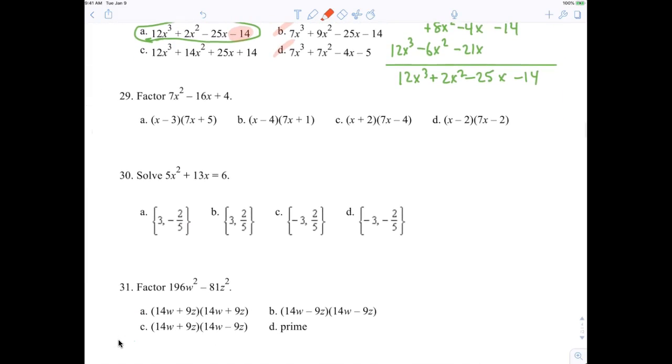Okay, now factoring 7x squared minus 16x plus 4. Honestly, I would never do that on my own. I would just look at the answers. All right, bless you. I would look at the answers. Now, what do I mean by that?